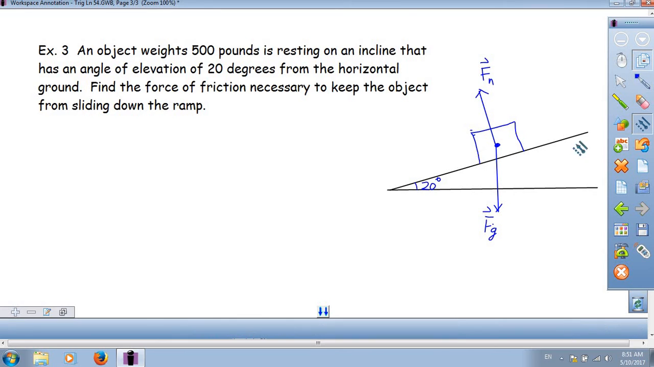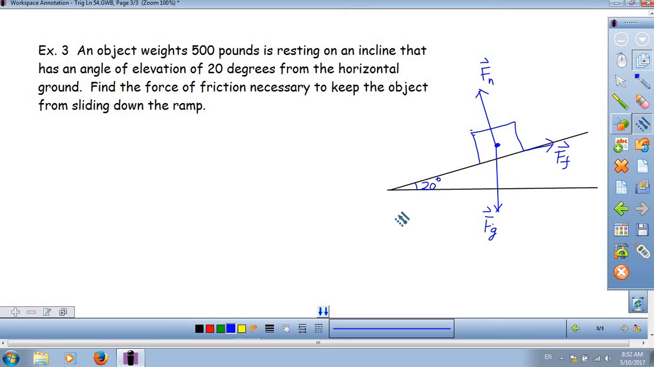Now there's another force at work here. It's called the force of friction. That's what we want to find out. The force of friction is keeping the gravity from pulling the object sliding down the slope. So we want to find out what the force of friction would be if this object is 500 pounds. 500 pounds is the measure of force, and the elevation is 20 degrees.